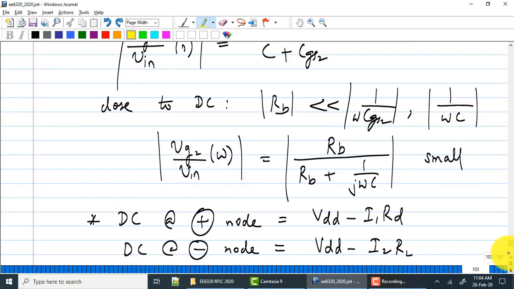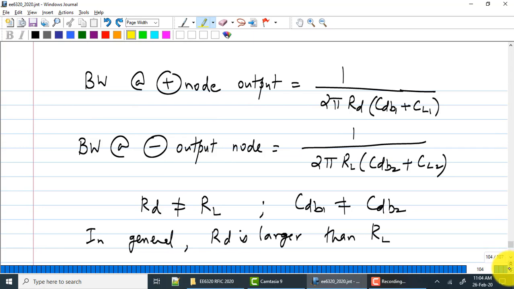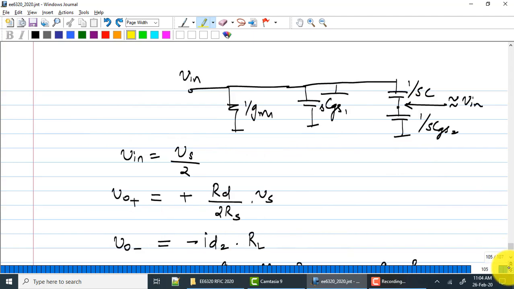We calculated the impedance. We found that the DC levels could be somewhat different in the two sides. We found that the bandwidths could be different on the two sides, okay? So this is really not a symmetric output. So you probably want some other stage after this, which will make it more symmetric, okay?